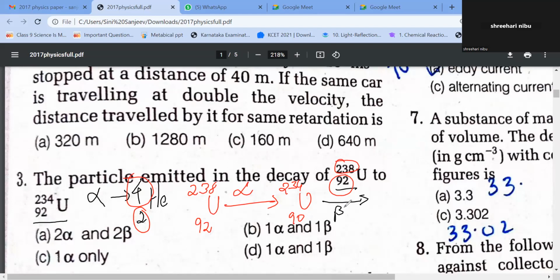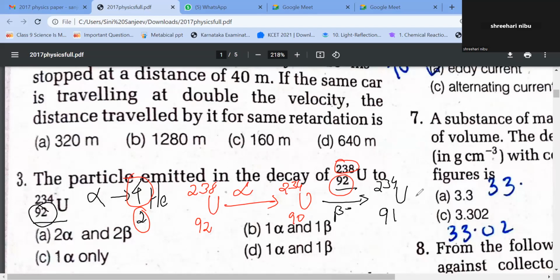What is the meaning of beta decay here? A beta particle is emitted. Mass number won't be affected, but atomic number will be increased by 1. Very good. 234, and this is 91. But what is our answer here?